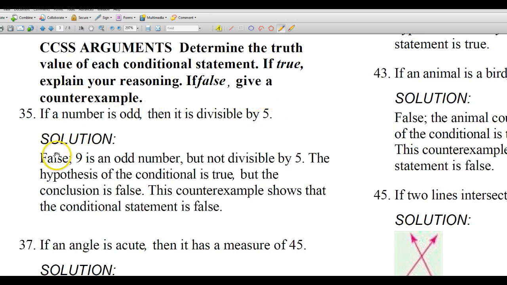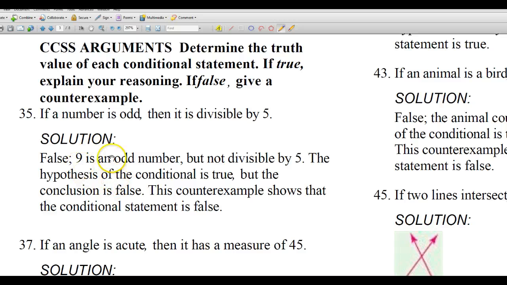This is false. 9 is an odd number, but not divisible by 5. The hypothesis of the conditional is true, but the conclusion is false. This counterexample shows that the conditional statement is false. So, we can pick another number.